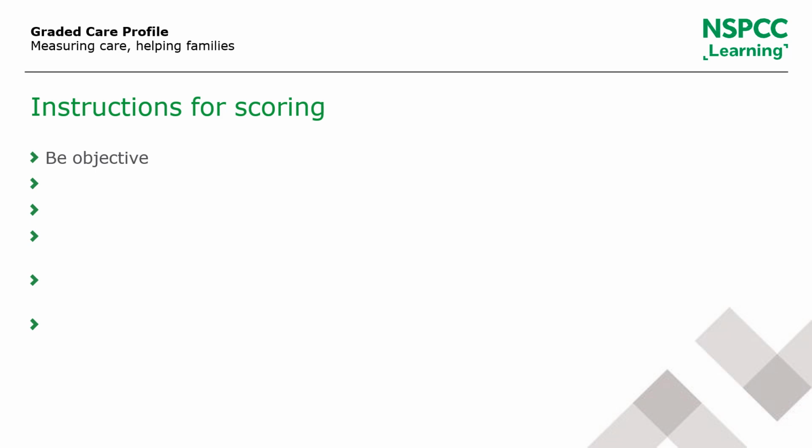So let's just go over how we should be scoring your GCP2 assessment. Remember to be objective. Whatever it is that you've observed, pick the closest grade or score to what it is that you're seeing. Really between the parent and carer and the child or young person.